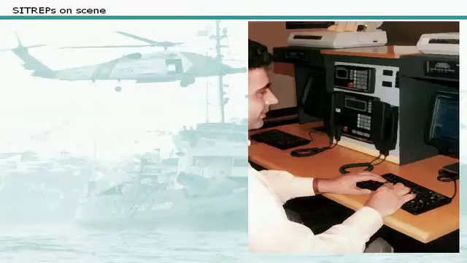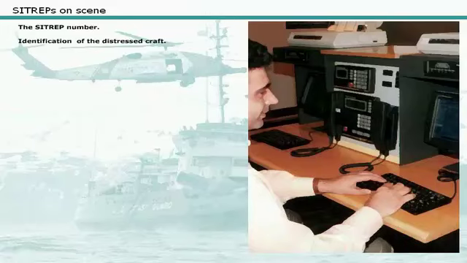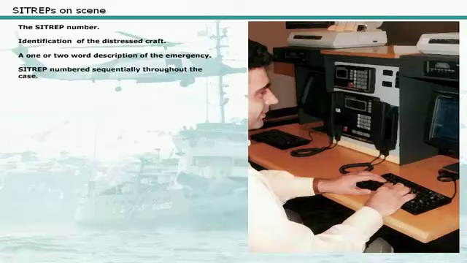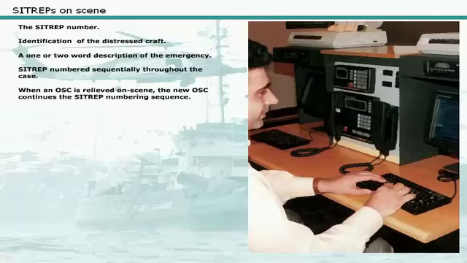Situation reports prepared on scene usually provide the following identification information: the situation report number, identification of the distressed craft, and a 1- or 2-word description of the emergency. Situation reports are numbered sequentially throughout the case. When an on-scene coordinator is relieved on scene, the new on-scene coordinator continues the situation report numbering sequence.